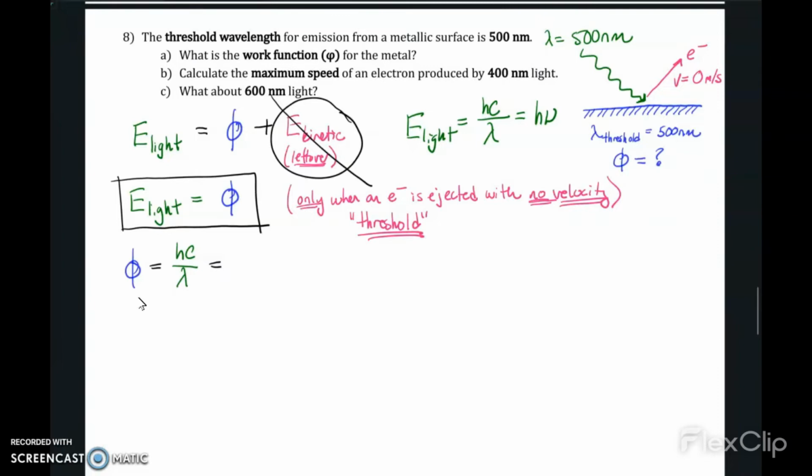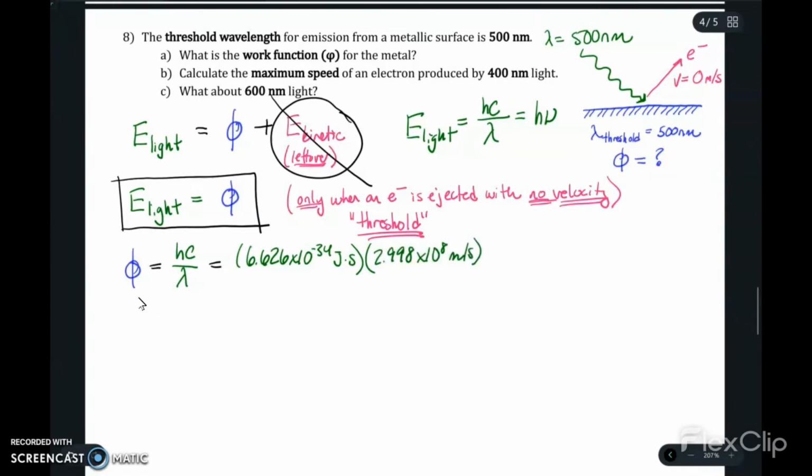So all I'm going to do here is put in my values. H is going to be 6.626 times 10 to the negative 34th joule seconds. C is going to be 2.998 times 10 to the 8th meters per second. And then on the bottom, we want to get 500 nanometers into meters. So don't forget my trick here. If I swap out that nano prefix up top with what nano stands for, I'm going to get 500 times 10 to the negative 9th meters, which is what 500 nanometers is equal to.